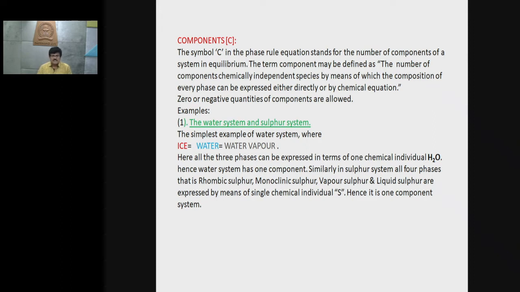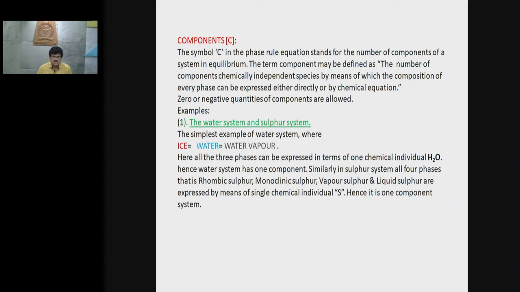So now let me discuss the components. In the phase rule equation, C stands for the number of components. The symbol C in the phase rule equation stands for the number of components of a system in equilibrium. The term component may be defined as the number of chemically independent species by means of which the composition of every phase can be expressed, either directly or by chemical equations. Zero or negative quantities of components are allowed.